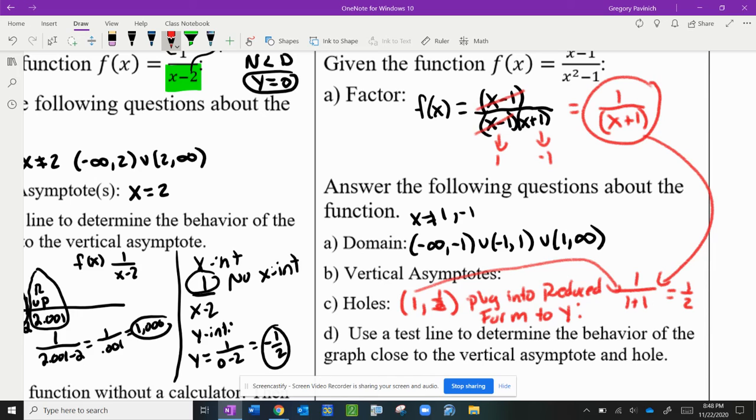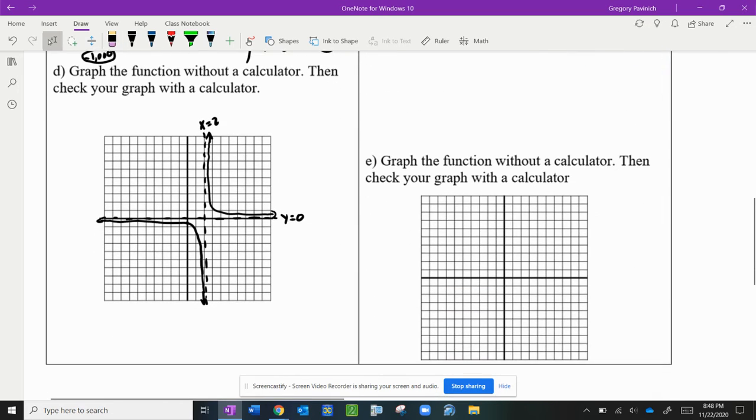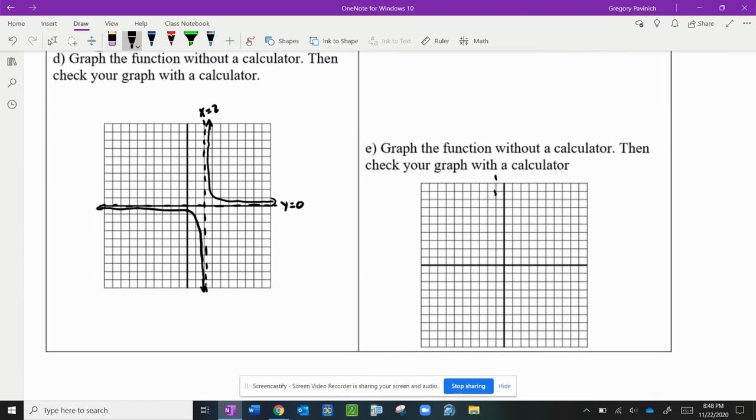Now I'm not done, because I still have to talk about my vertical asymptote. If that was the only point of discontinuity, then all I would have is a hole. However, I did have this point of discontinuity at x equals negative 1 from this factor of x plus 1, and it did not reduce with a factor in the numerator, so it is going to stay as a vertical asymptote. So let's go put all this stuff in. The first thing I know is I have a vertical asymptote at x equals negative 1.